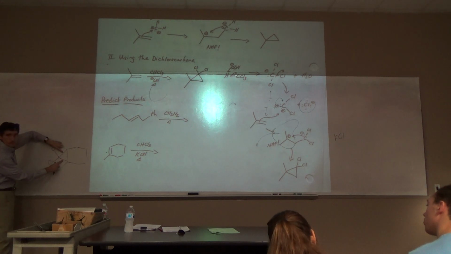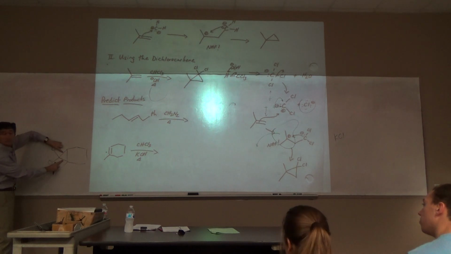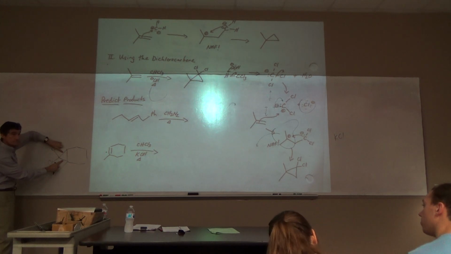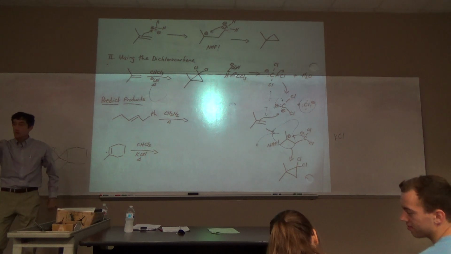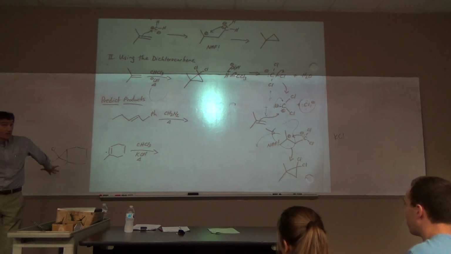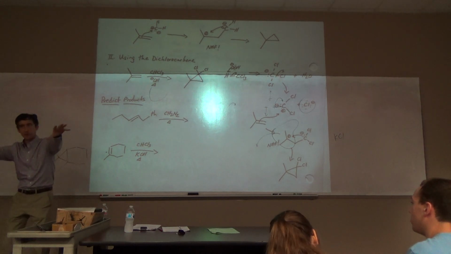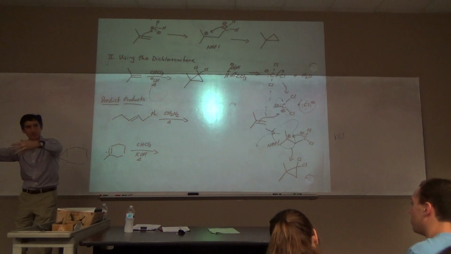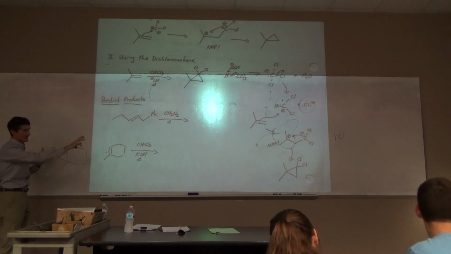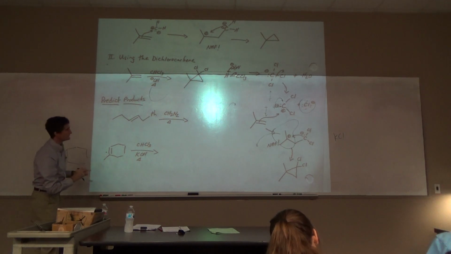Are they going to be cis or trans? Cis? Anybody else? Why cis? Well, the easiest answer is because they have to be. You can't make a three-membered ring trans. If one bond's here and one bond's here, how are these two going to bond together? They can't. But if both are forward, now they can bond together and make a ring. All right? But let's really look at it.